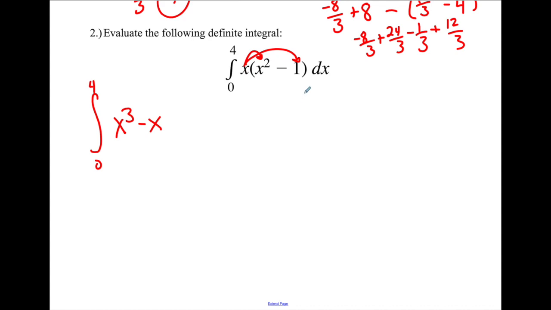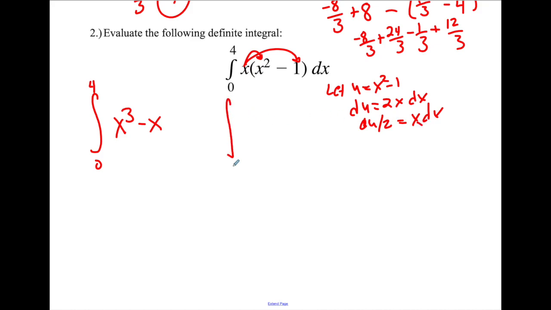Okay, the other way you could do it is this. You could say, let u equal x squared minus 1, so that du is 2x dx, so that du over 2 is x dx, and then make the substitution, integral from 0 to 4, put the 1/2 outside, of u du.